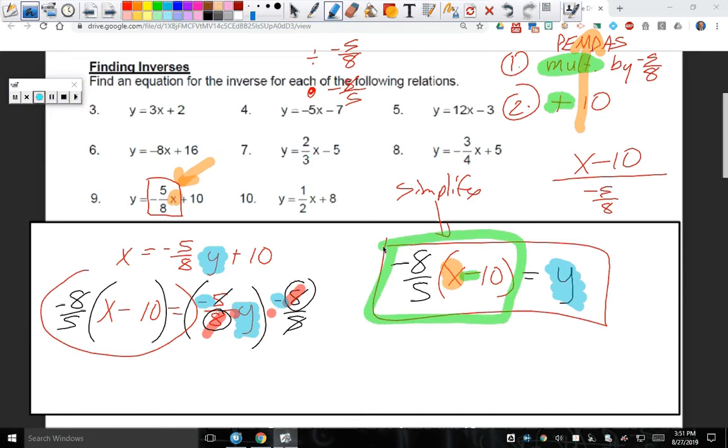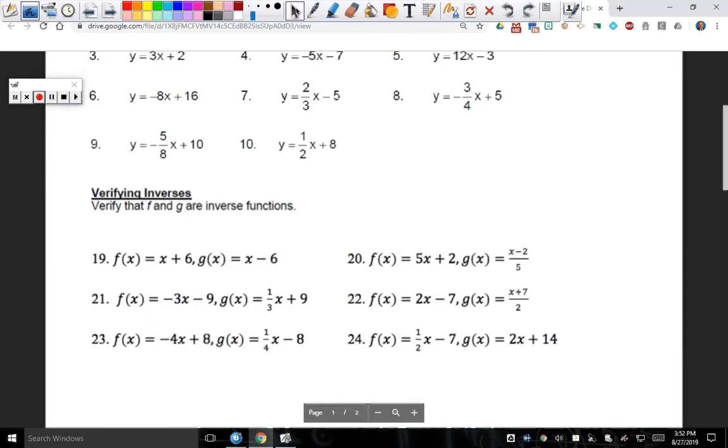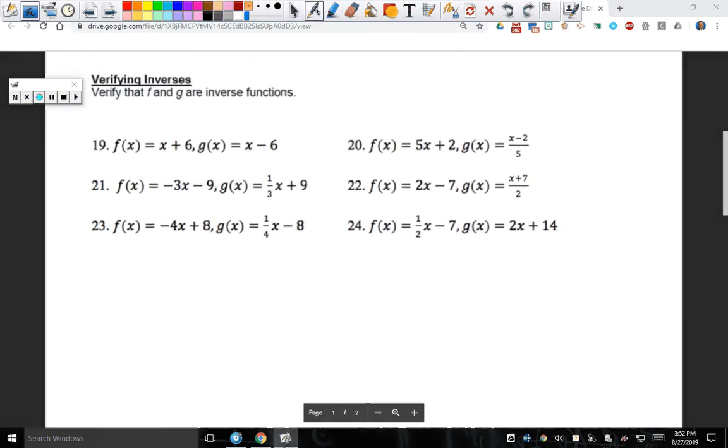We're going to go to one example. If you didn't see it, please watch the video, pause it. That's why I'm creating the video, okay? Let's go to one more example of verifying inverses. All right, here we go.